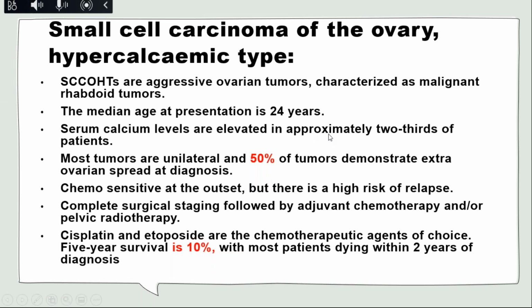Small cell carcinomas of the ovary are aggressive ovarian tumors, characterized by malignant rhabdoid tumors. Presentation may be at around 24 years, and serum calcium levels are elevated in approximately 2/3 of the patients. So hypercalcemia may be one of the presentations. Most tumors are unilateral, and 50% of the tumors demonstrate extra-ovarian spread, that is, advanced stage.